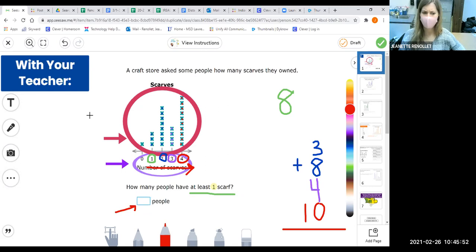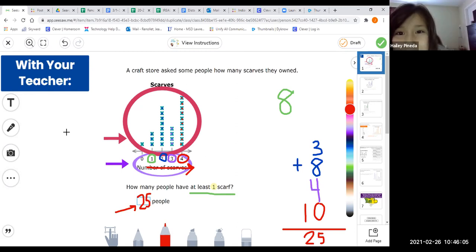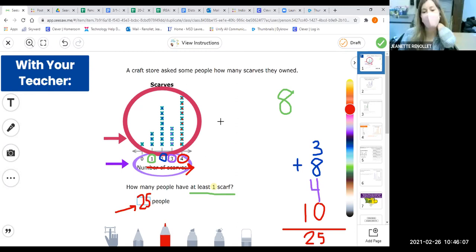My sum I got was 25. Excellent. 25 people have at least 1 scarf. So each X equals 1 because we do not see a key that tells us something different.